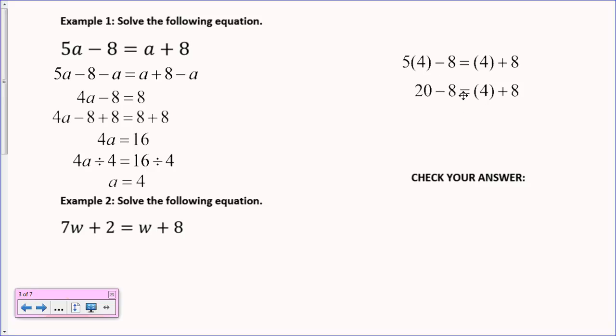20 minus 8 is supposed to be equal to 4 plus 8. So I do the subtraction and the addition. I end up getting 12 equals 12, which is a true statement. Those are equal to each other. So I checked it and I know it's correct.